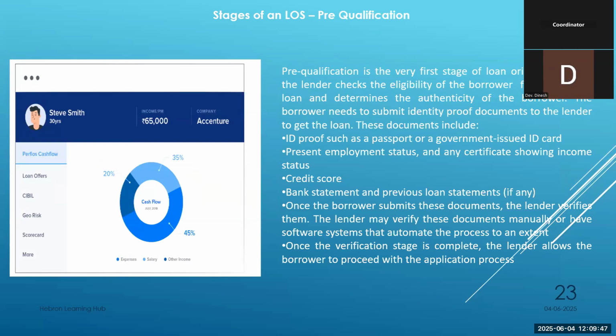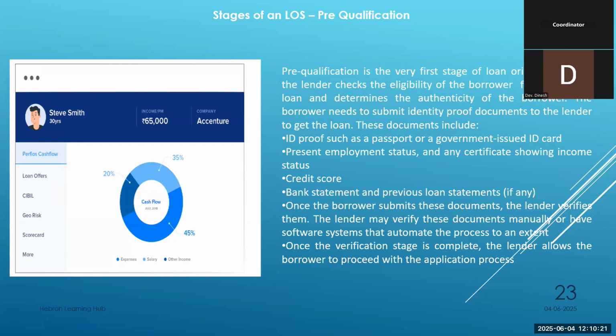So what are the stages of the loan originating system? Pre-qualification is the first stage. The lender checks the eligibility based on the pay slip and the other credit history, which is the CIBIL. If he has a good CIBIL score and a good salary, only then can he be given the loan.